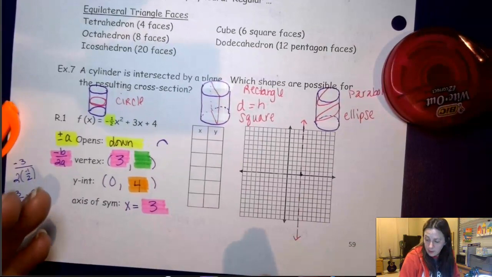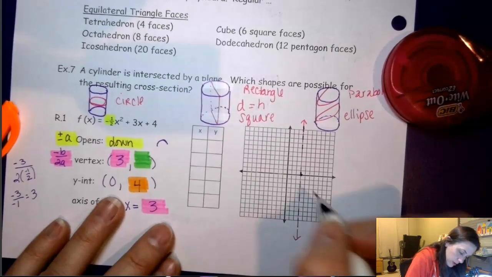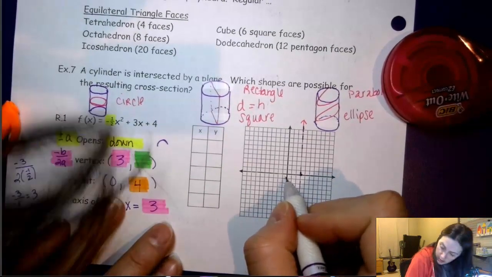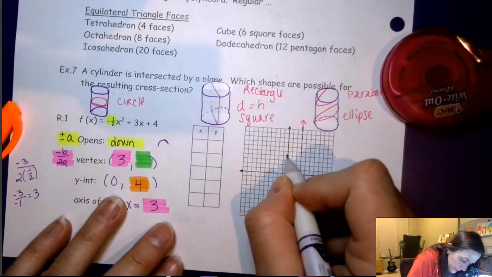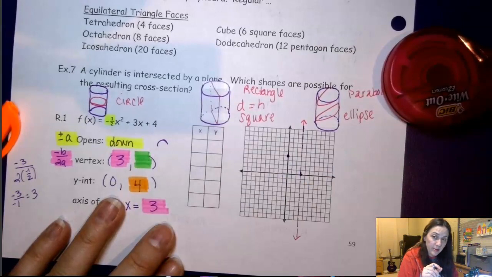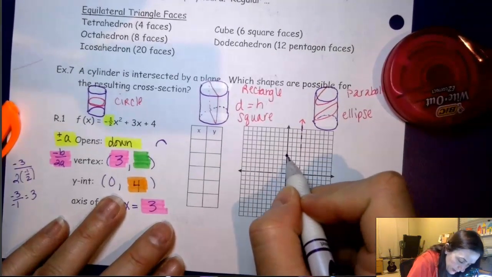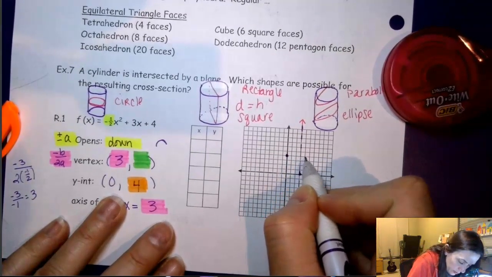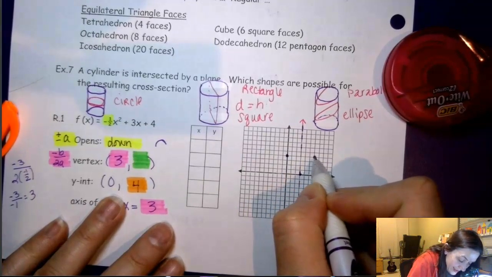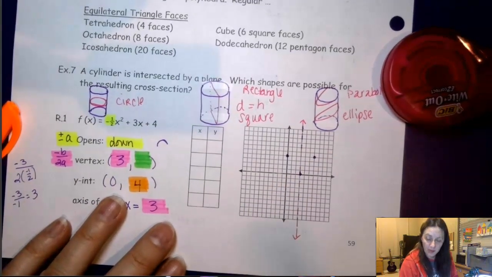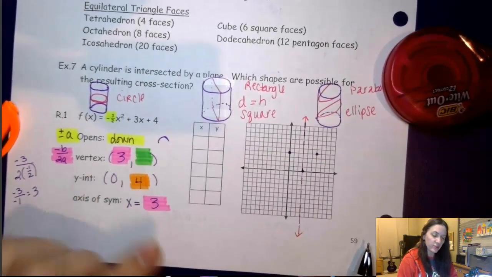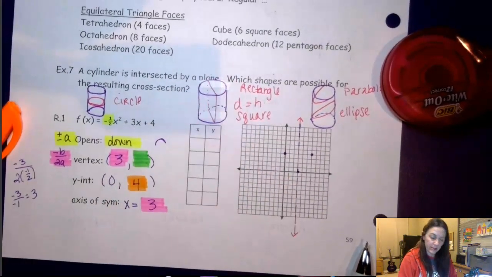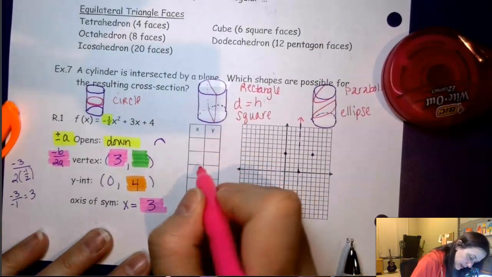So I could plot this right away as well. I could go 0, 4. 0, 4 is up 1, 2, 3, 4 right here. And because I know parabolas are symmetrical, if I go over 1, 2, 3, and over another 1, 2, 3, that's going to end up in the same spot. So that's pretty nice. Now, I also know that the vertex should be the middle of my t-chart here. So I'm going to put my vertex right here.